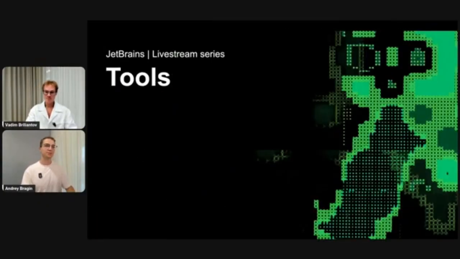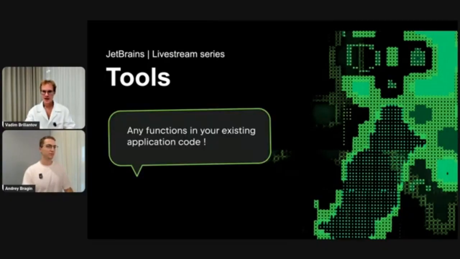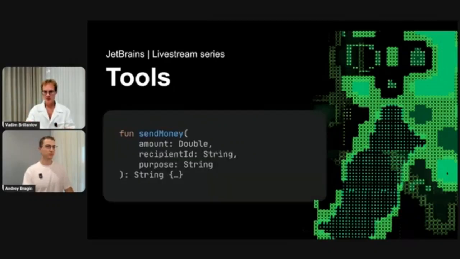So let me now elaborate a little bit about the tools. So what are tools? Tools are actually any functions in your existing code. For example, in a banking application, you can have something like a function send money. How to make it a tool for Koog? Just call it a tool, and that's it.